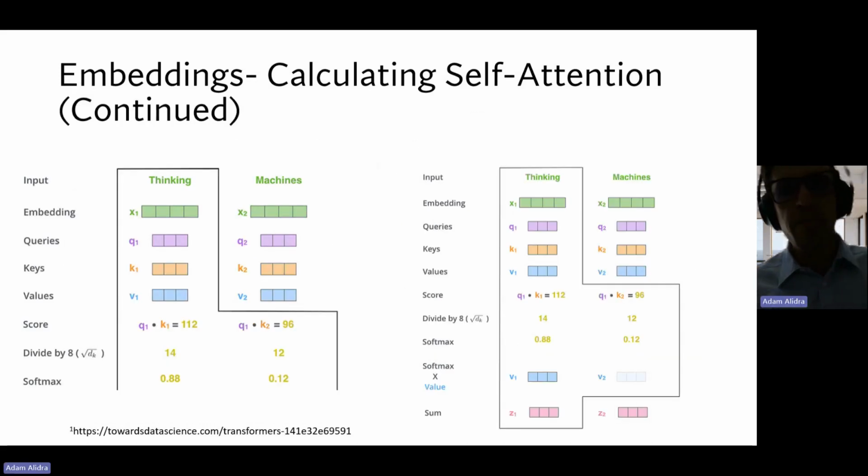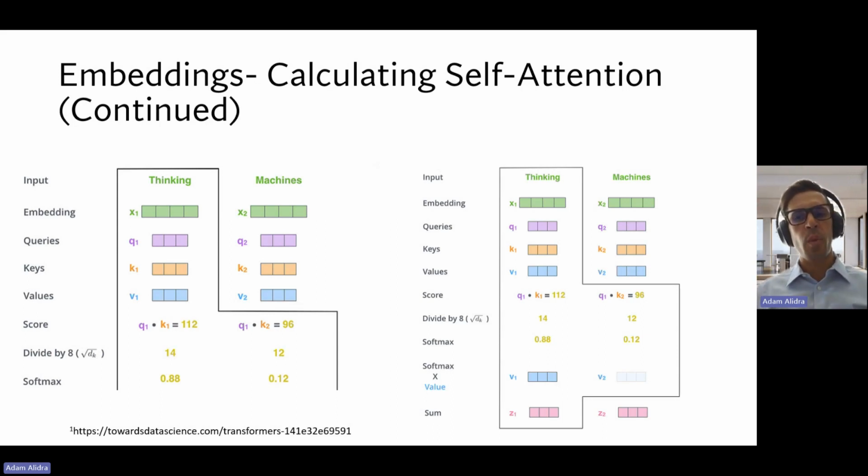So the third and fourth steps are basically to divide the scores by 8, which is the square root of the dimension of the key vectors used in the paper, 64. The square root of 64 is 8, and this leads to having more stable gradients. And there could be other possible values here, but basically this is the default.